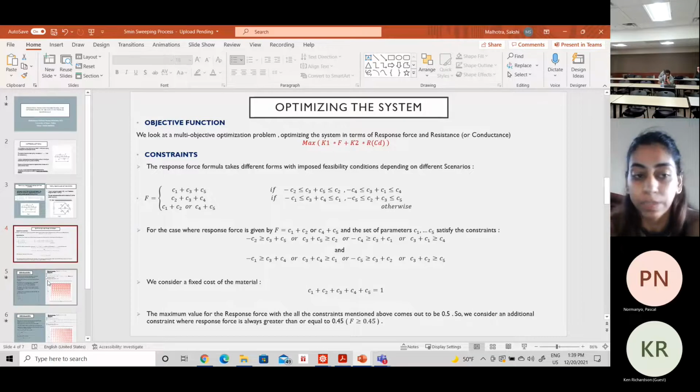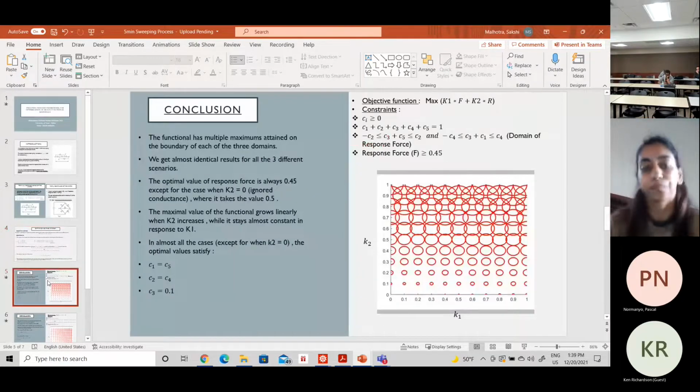And then we get some conclusions. I basically used Mathematica to solve this optimization problem. The graph here represents K1 and K2. K1 changes from 0 to 1 and K2 changes from 0 to 1 with 0.1 step size. And the radius of each circle is the optimal value of our objective function at that point.